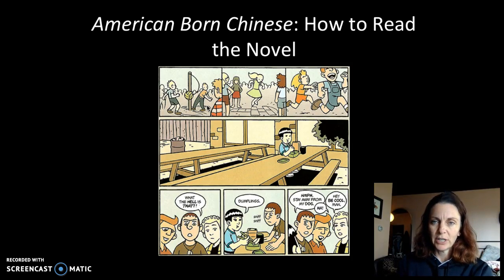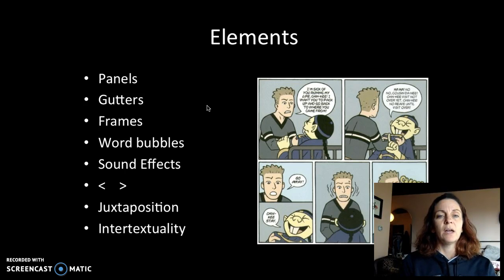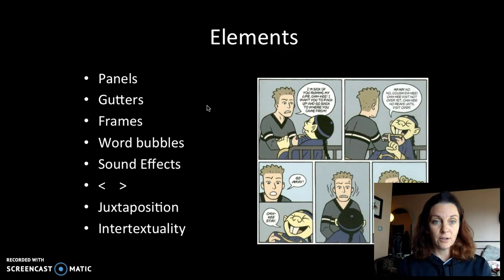So, American Born Chinese, some things about how to read the novel. You'll want to be looking both at the plot, the three storylines, and also some elements of graphic novels that are strategies to communicate the story. Some of the elements that you'll see here are the panels. There's a list here: panels, gutters, frames, word bubbles, sound effects, the use of the arrows, and I'll talk about that specifically, juxtaposition and intertextuality.